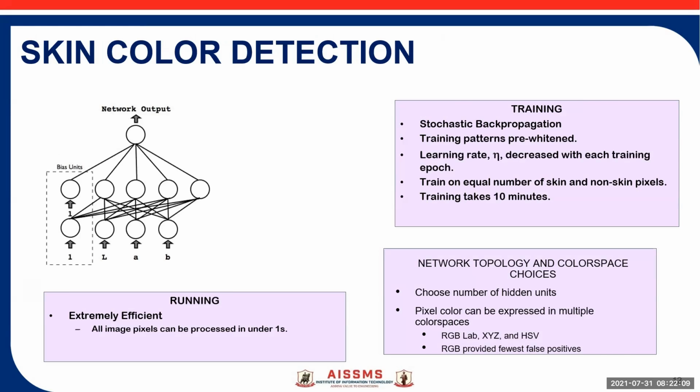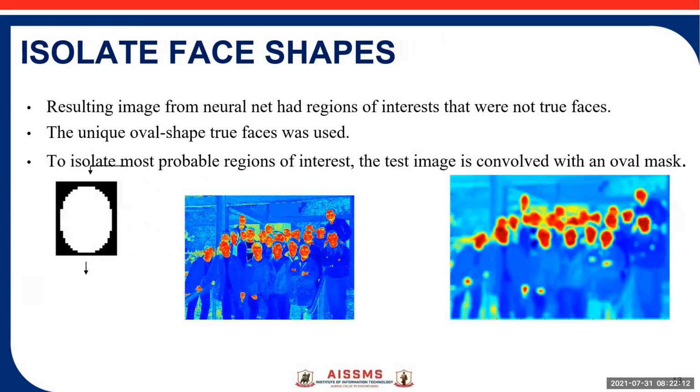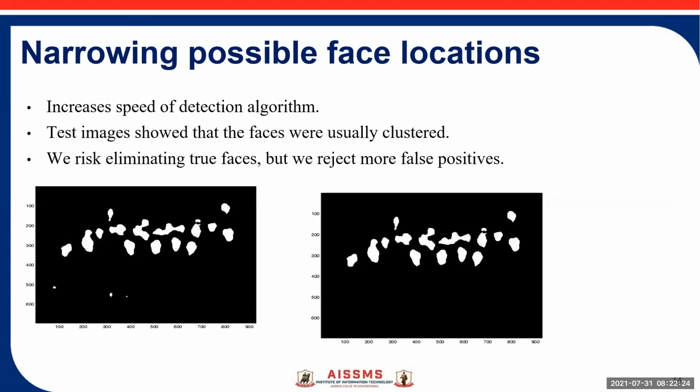Then, so as to clearly detect the faces, we isolate face shapes. This is a part of our system. We have isolated the face shapes in oval, narrowing possible face locations. Here in the picture we can see how the face locations are narrowed.